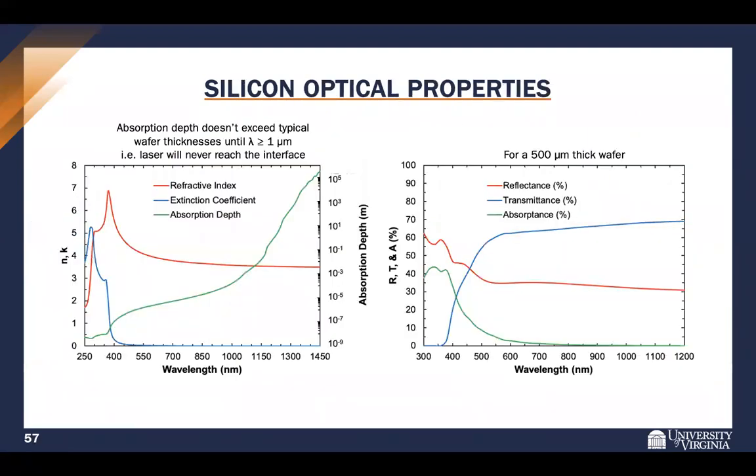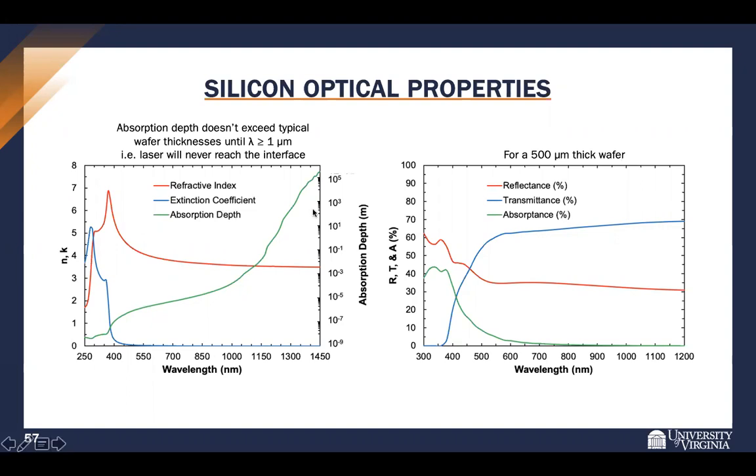So, some optical considerations for this. You can see that the main one is the absorption depth of silicon, in green. It doesn't exceed the typical wafer thickness until the wavelength is above 1 micron. So this means that if you're using lasers with wavelengths below 1 micron, your laser light will never really reach the interface between the 2 wafers. So those won't work well.